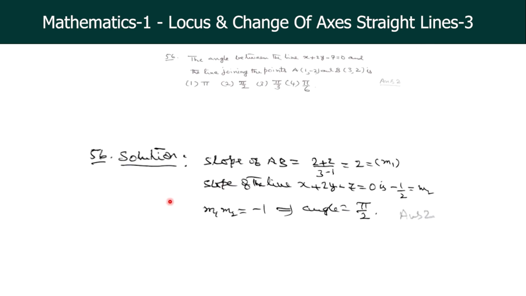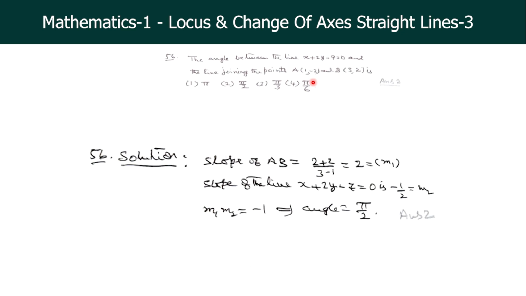55. The angle between the lines x plus 2y minus 7 equal to 0 and the line joining the points A(1, minus 2), B(3, 2) is: option 1, pi; option 2, pi by 2; option 3, pi by 3; option 4, pi by 6.